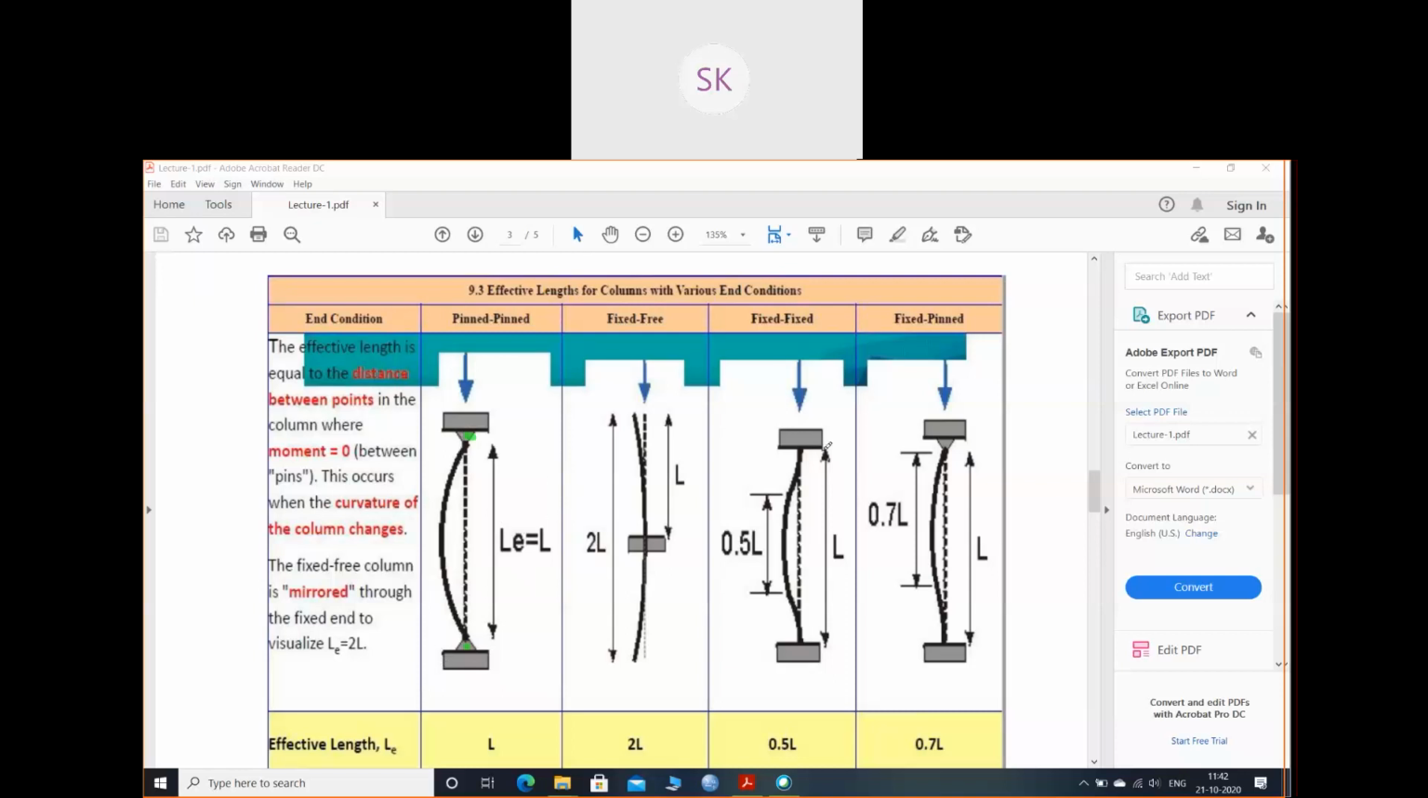Now this is the case where both ends are fixed. See, both ends are fixed. Here your LE will be 0.5 of L. That means L by 2.